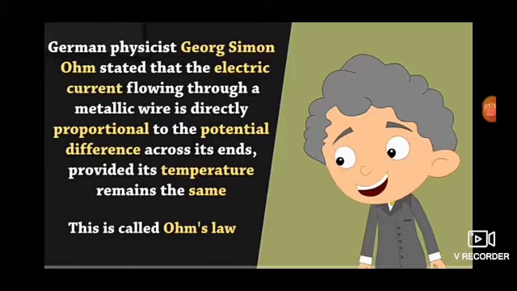So they are telling that if you increase the voltage, at the same time the ammeter also will show you the increase in the reading across its ends, provided its temperature remains the same. Its temperature means the metal wire temperature must remain the same. This is called Ohm's law.